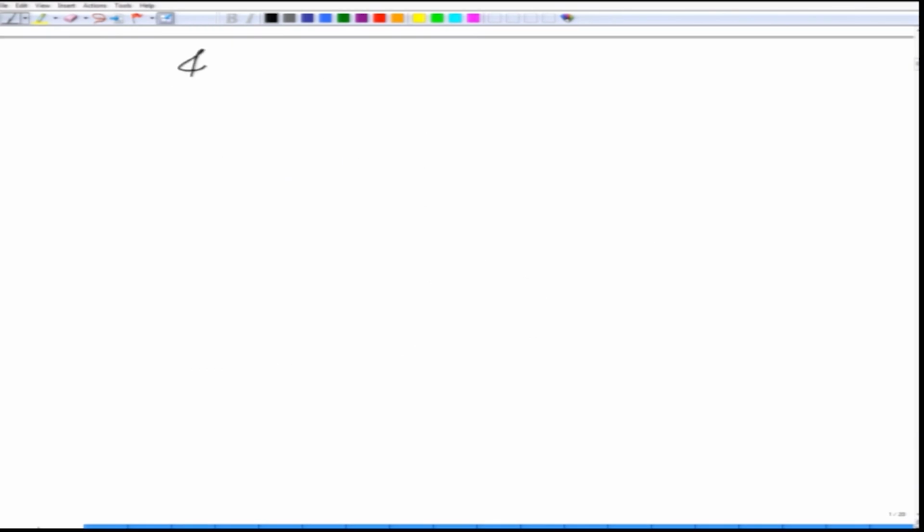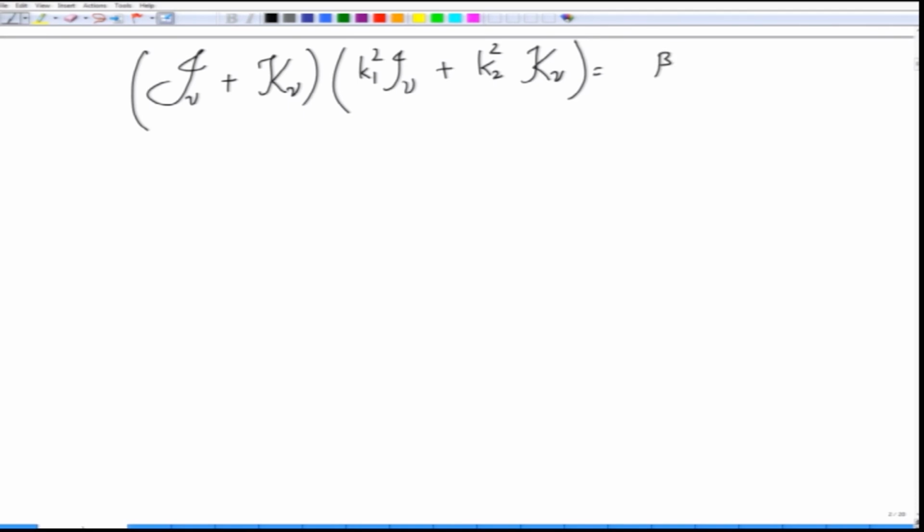The solutions turn out to be J nu times K nu, sorry, these are not V, these are nu, times K1 square J nu plus K2 square K nu must be equal to beta nu by A whole square, 1 by U square plus 1 by W square to the power 2.